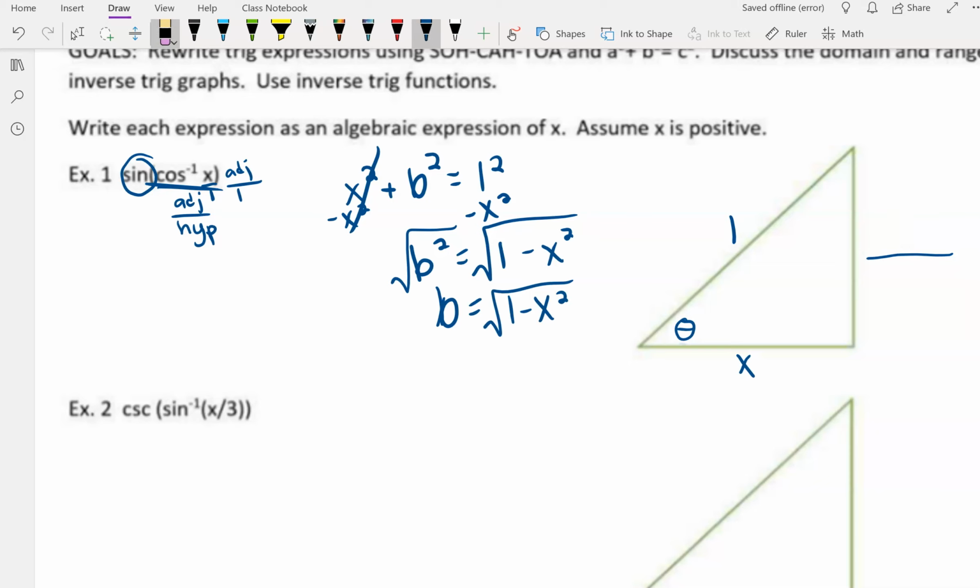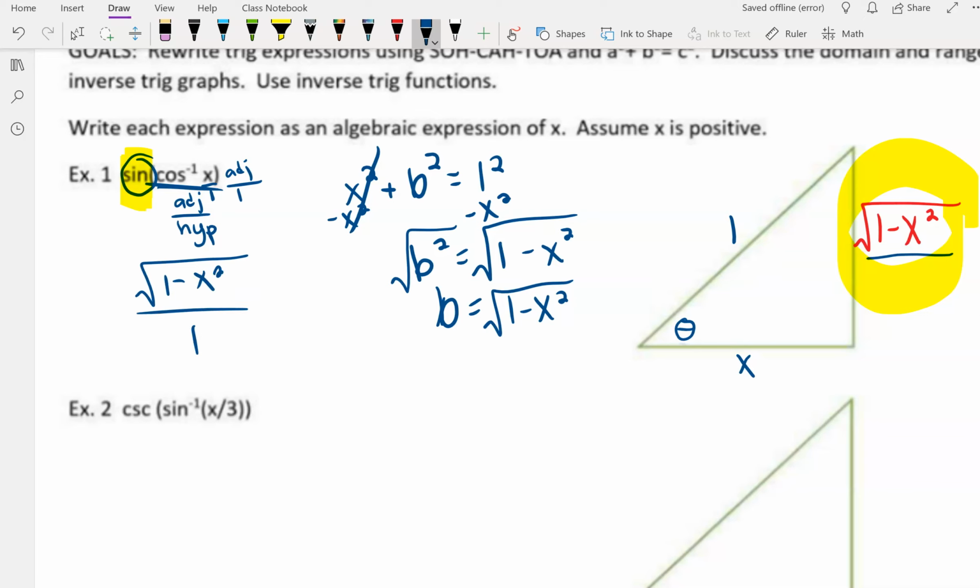So I don't need this to be b anymore. I will call this square root of 1 minus x squared. The whole point of that was now we can find sine. Sine of theta is going to be opposite over hypotenuse. So opposite of theta is root 1 minus x squared, and then hypotenuse is 1. But you don't need to write over 1. So this will be our answer for sine of theta.